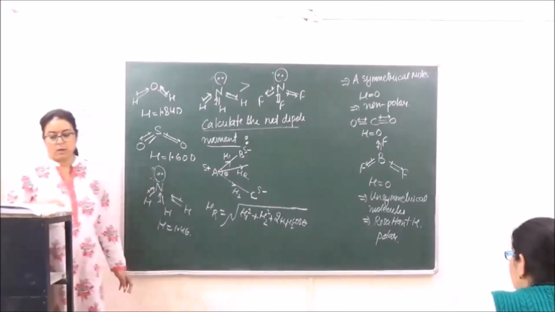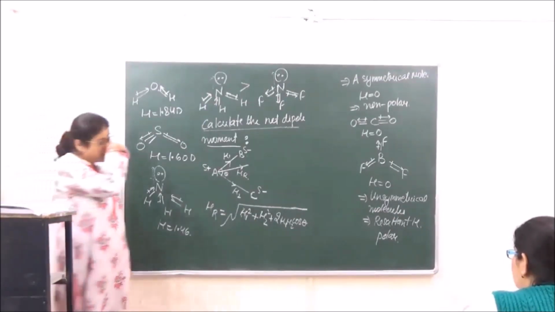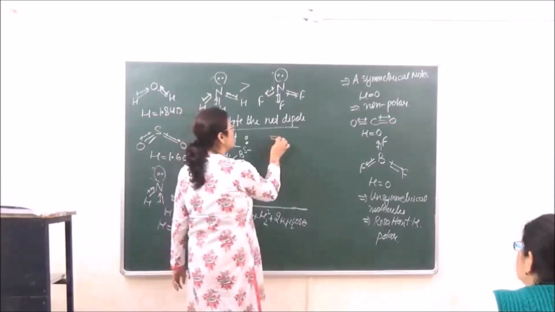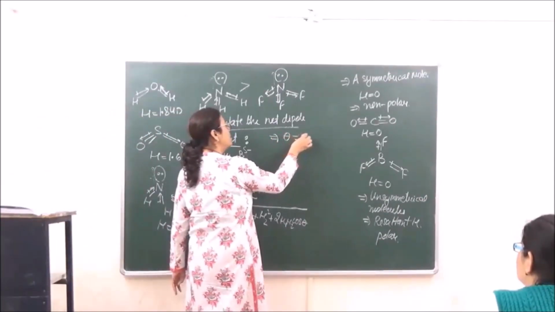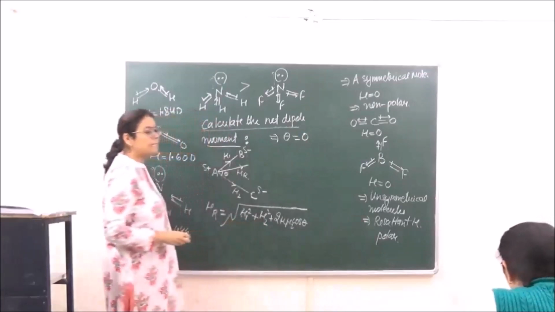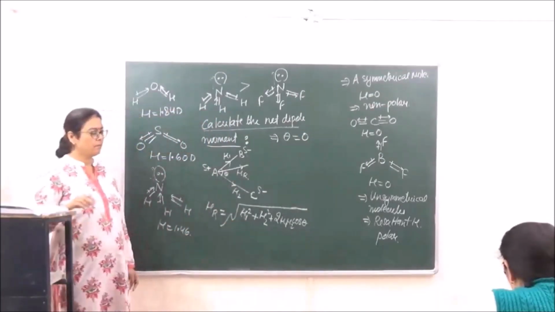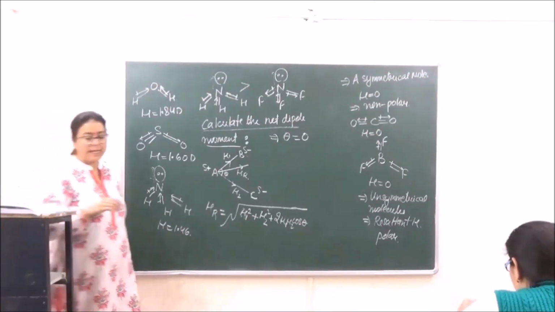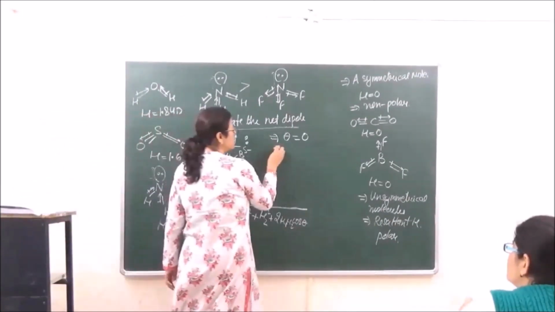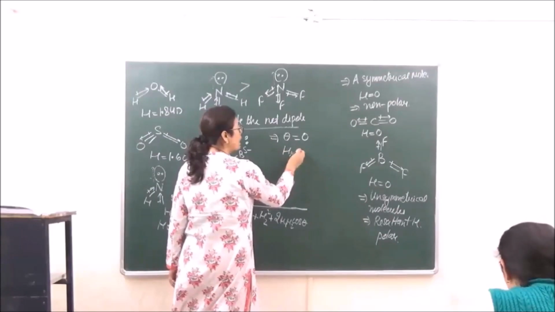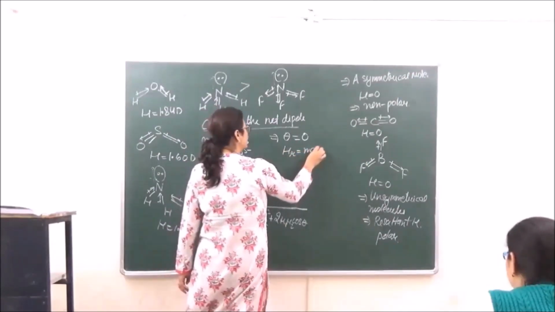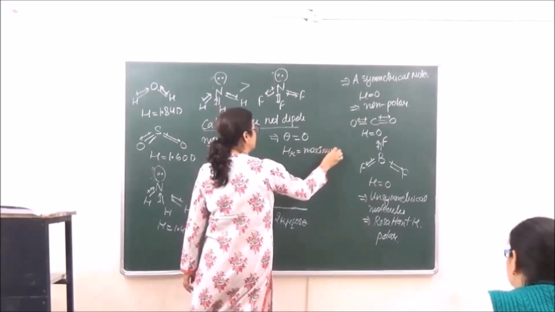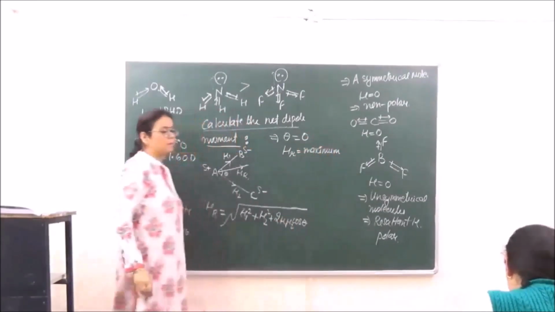So you will have mu resultant equal to the root of mu1 square plus mu2 square plus 2 mu1 mu2 into cos theta. Okay. Now in this case we say that if the value of theta is equal to 0, then the value of mu resultant is maximum.